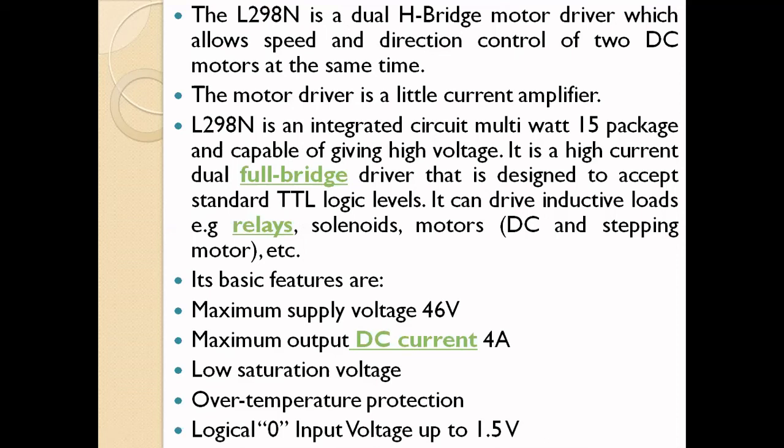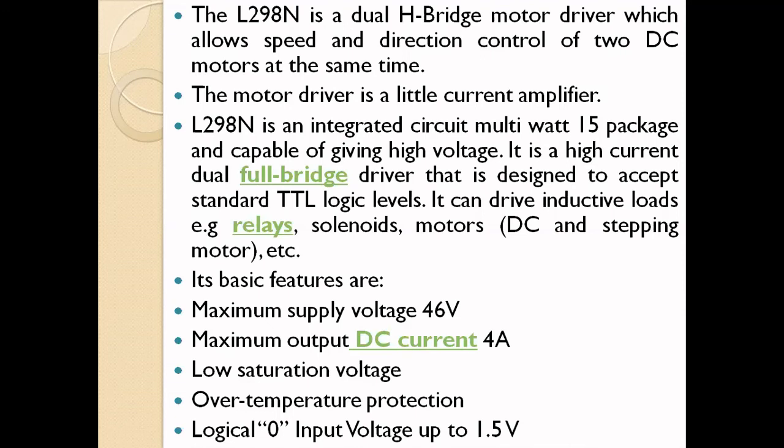What does over temperature protection mean? If the temperature of the driver circuit is exceeded, automatically there is a relay and circuit breakers available. It will work, and the motor and driver circuits will be safe. So this is the high-speed driver circuit. It is used to control the speed and direction.